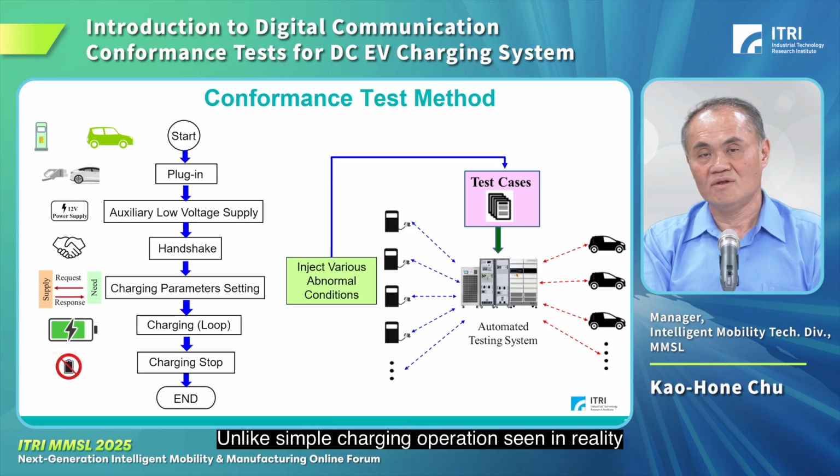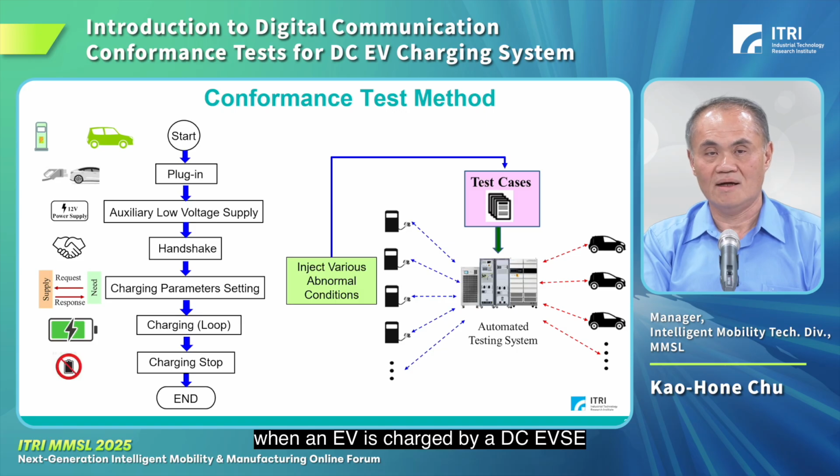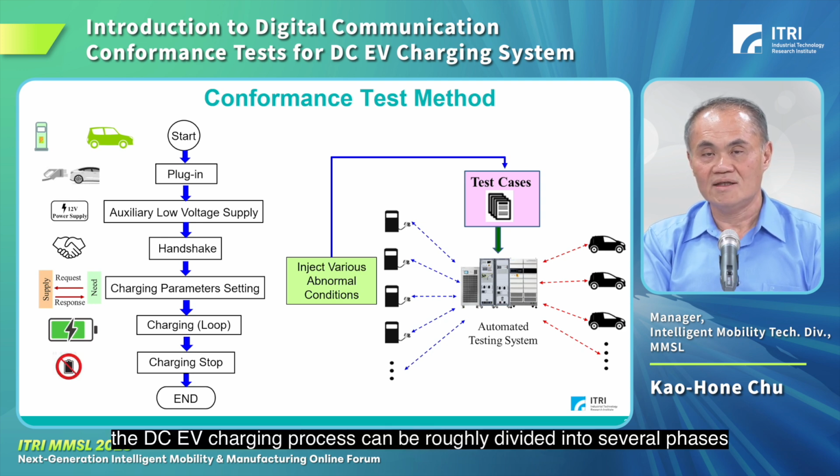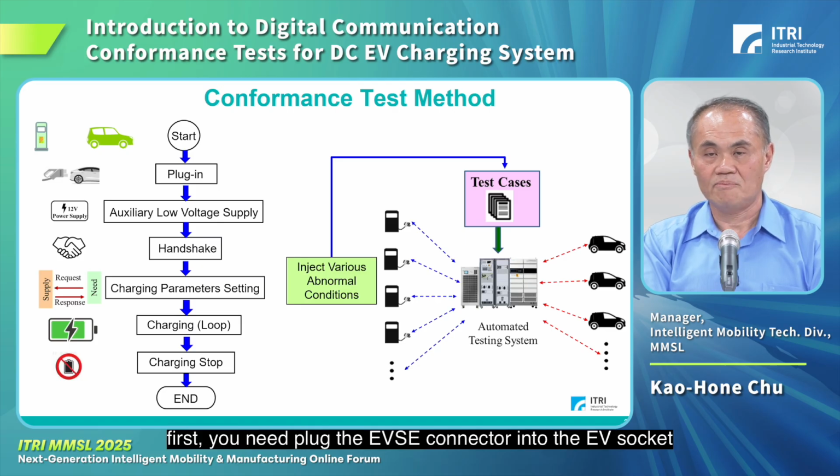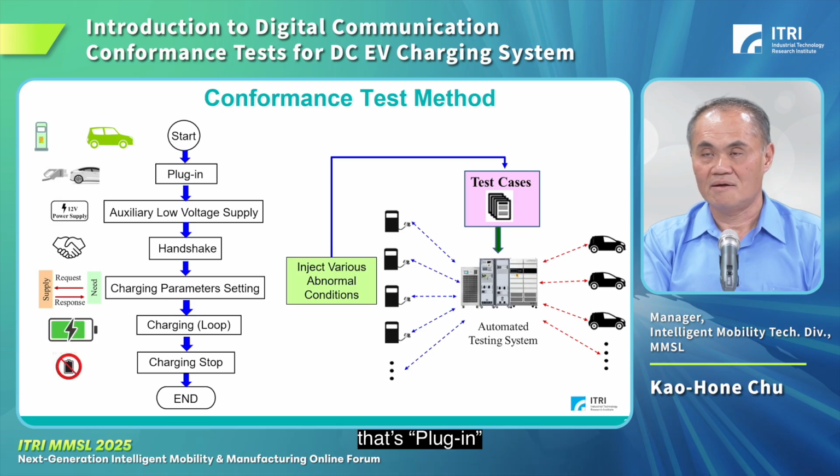Unlike the simple charging operations seen in reality, when the EV is charged by a DC EVSE, it operates according to a complex process, shown in the figure. The DC EV charging process can be roughly divided into several phases. If you want to charge an EV, first you need to plug the EVSE connector into the EV socket. That's the plug-in. Next is the auxiliary low voltage supply.